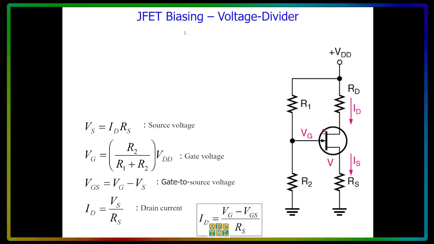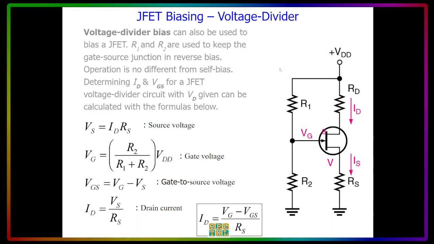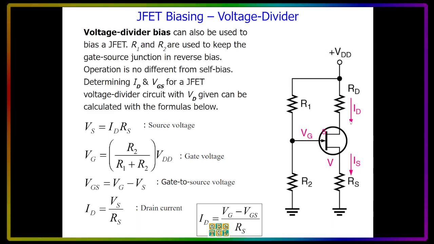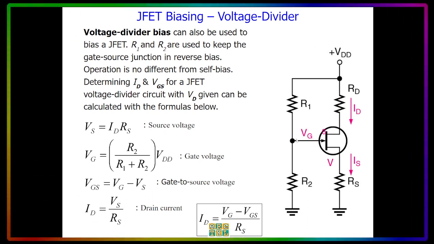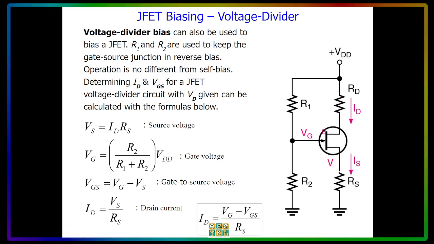Now for the JFET biasing, which we call voltage divider, you will see that the voltage divider can be used to bias a JFET. The R1 and R2 here are used to keep the gate-source junction, so the gate and the source junction, in reverse bias. Now the operation is no different from self-bias.